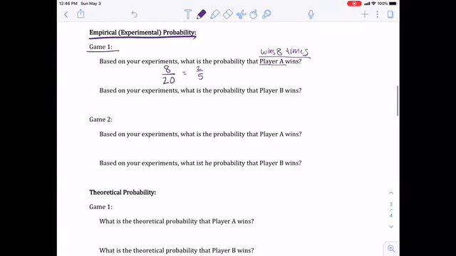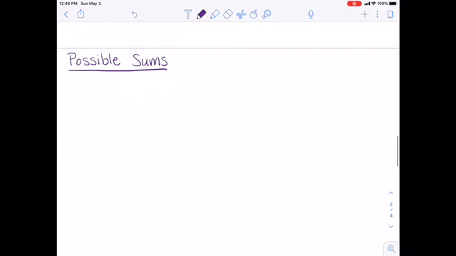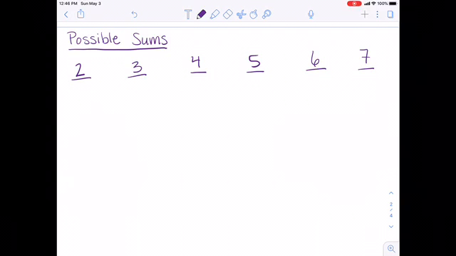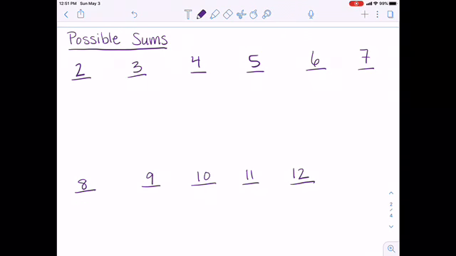So I have some possible sums here. If I'm rolling 2 dice, I know I can't get a sum of 1 because I have my 2 dice. But I could get a sum of 2, a sum of 3, a sum of 4, a sum of 5, a sum of 6, a sum of 7, a sum of 8, a sum of 9, 10, 11, or 12. Now, let's think about what we have to do to get each of these possible sums. For example, if I want to roll a 2, I have to get a 1 on the first dice and a 1 on the second dice. There's no other way I can do it.